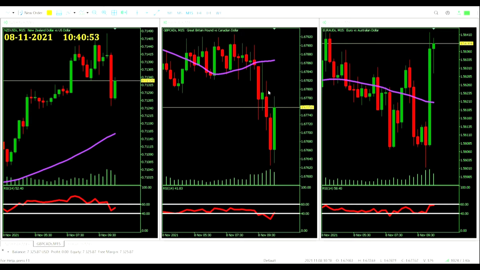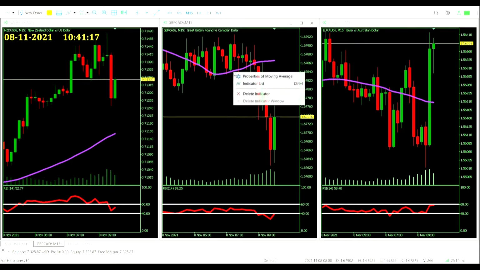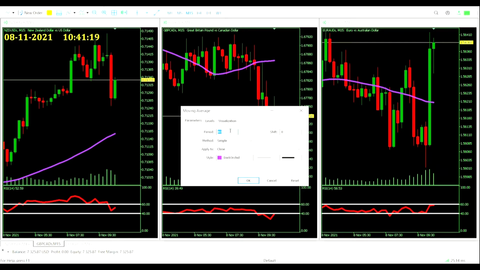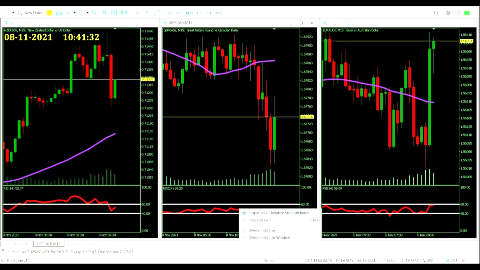Our 3 trading charts pulled up. On the left we've got the New Zealand dollar, US dollar. In the middle the pound Canadian dollar. And over on the right the euro Australian. All of them with their indicators on. So we've got the 80 period moving average. Method simple, applied to the close price in a style of dark orchid. And the relative strength index at the bottom.